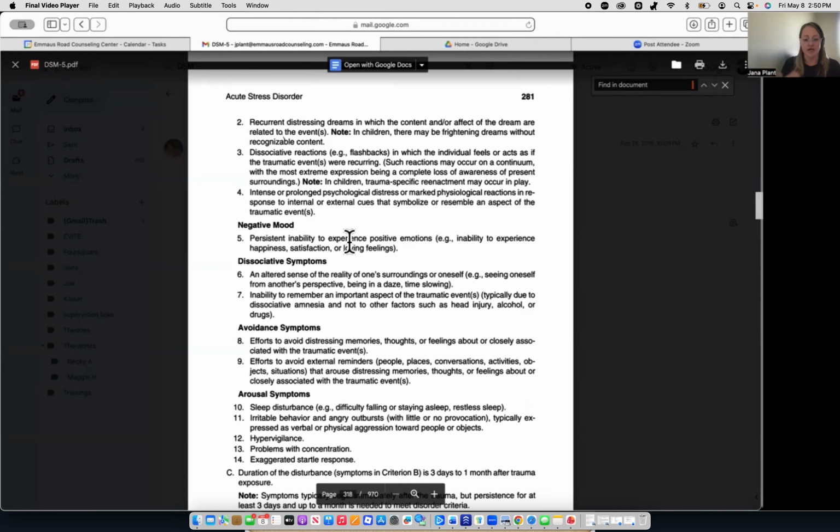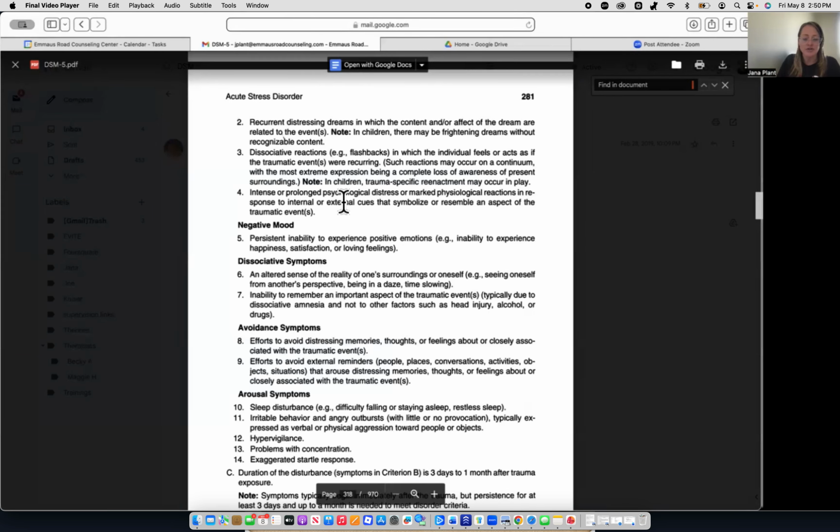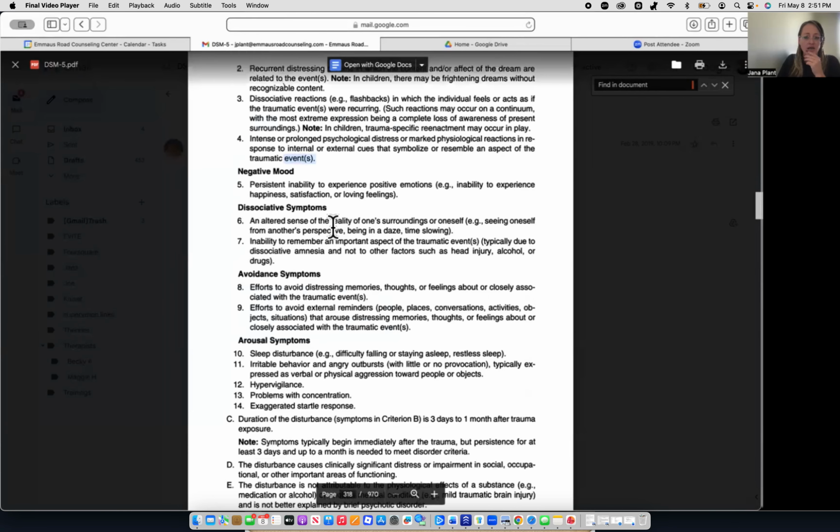And so as we talked about in therapy, she mentioned a time when she was driving and just heard a motorcycle, and that sound reminded her of the traumatic event. So she had a panic attack in the car, even though she wasn't in danger. It was the sound of a motorcycle. That is an example of prolonged psychological distress marked by an external cue. There are also internal cues too.